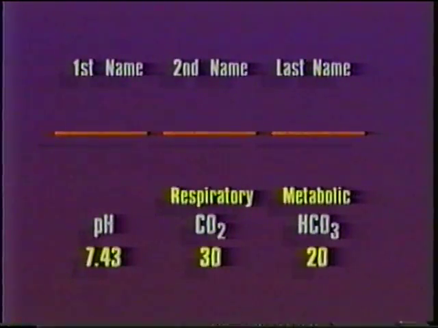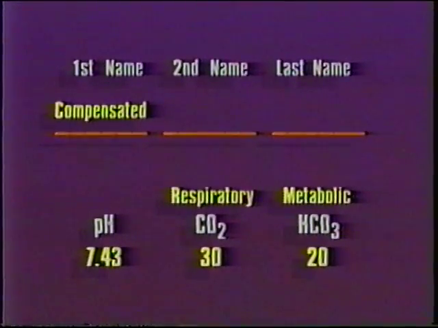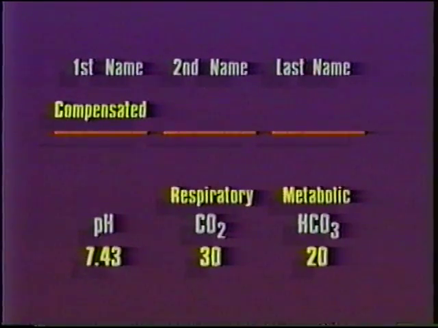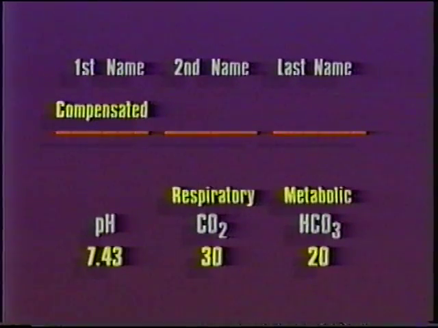In the next example, the pH is 7.43. Is this normal? Yes, it is. So the baby's first name is compensated. 7.43 is in the normal range, so determine which end of the range it's on. Is it closer to the acidotic side or the alkalotic side?